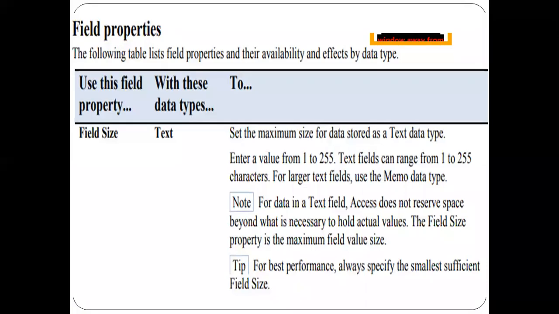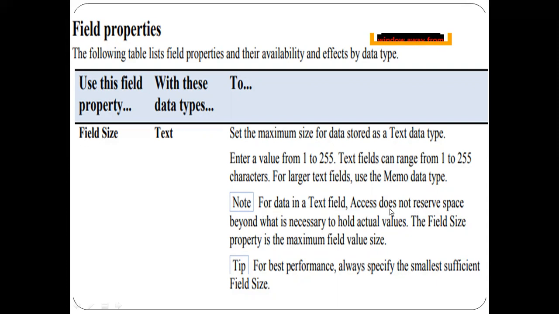After this come the field properties. These are a must to be learned, otherwise you won't understand why we are specifying these properties. So first, the text. Let the maximum size for data stored be as per the text data type. Enter a value from 1 to 255. Text fields can range from 1 to 255 characters. For larger text fields, you can use the memo data type, because it allows 65,530.